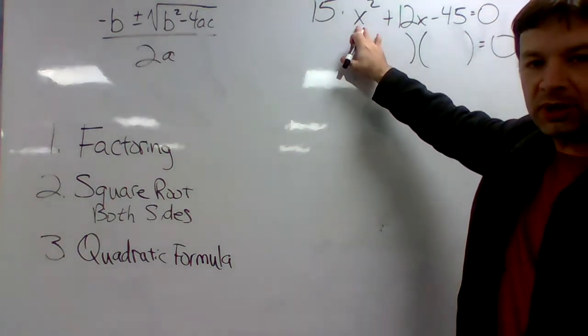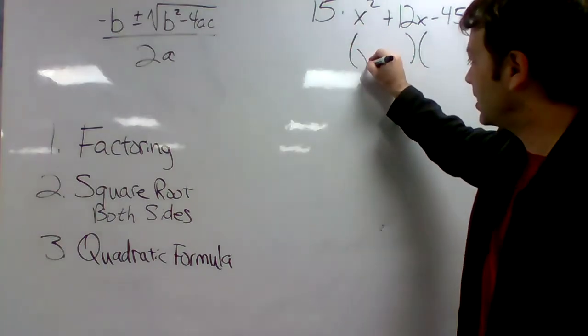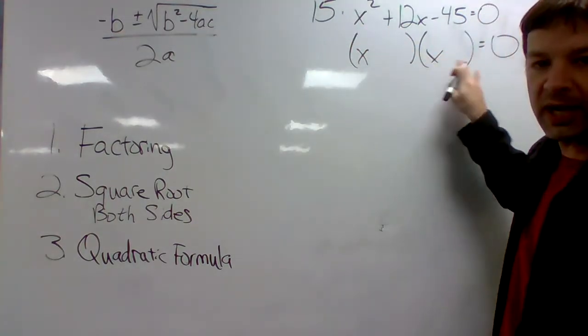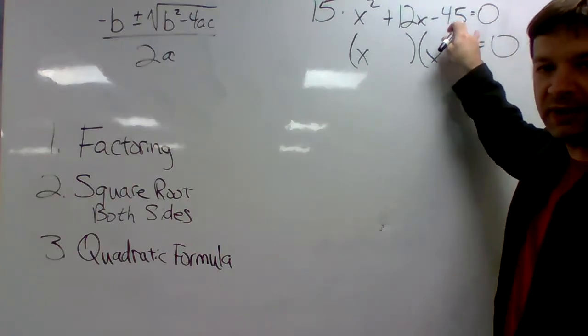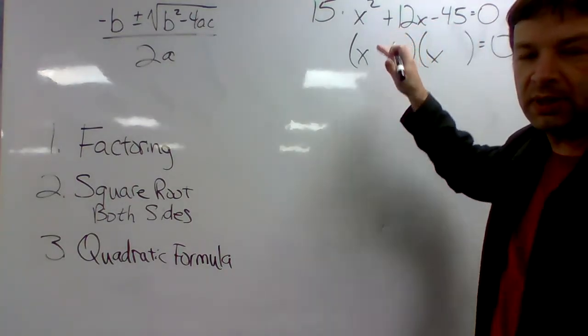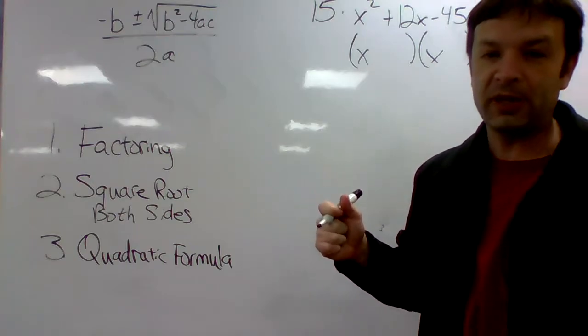For the front, we said what goes into x squared? That's factoring. X times x. For the back, we said what goes into negative 45 that adds up to 12? Okay, this is where knowing your times tables helps a bunch.